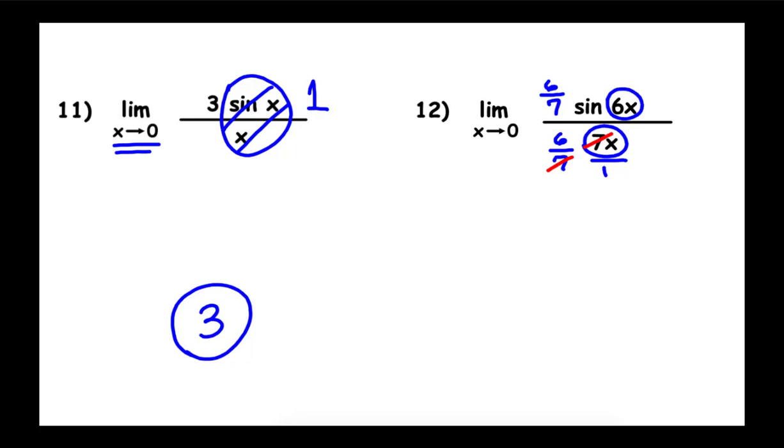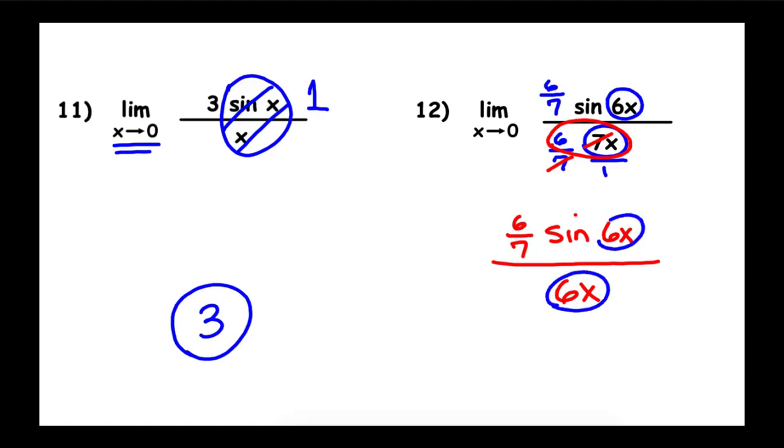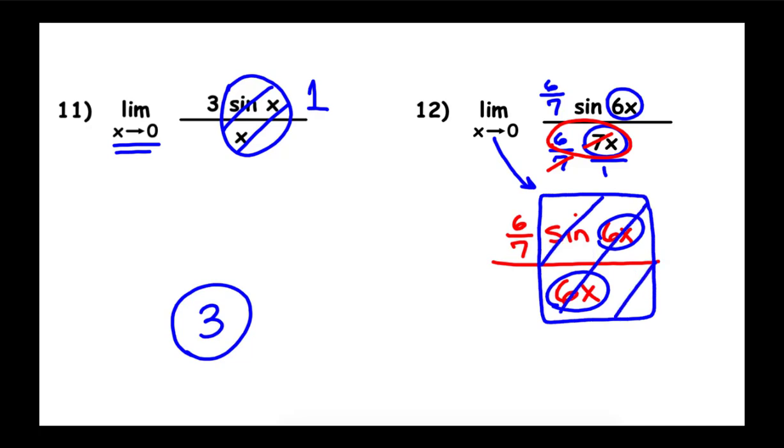So what that is going to yield is 6/7 sine of 6x in the numerator. The denominator will simply be 6x. And now these are the same. And so since we're heading towards 0, this will be a giant 1. And 6/7 times 1 is 6/7.